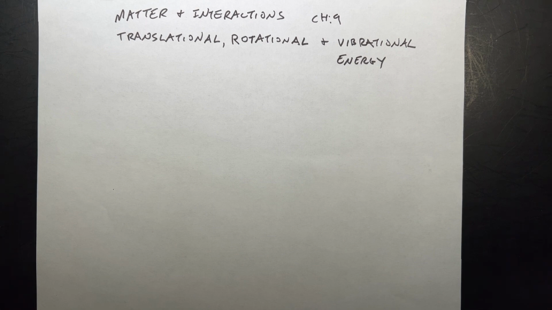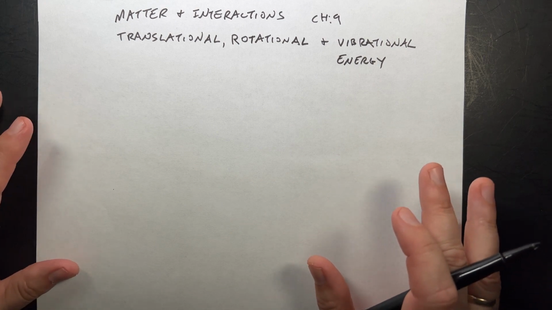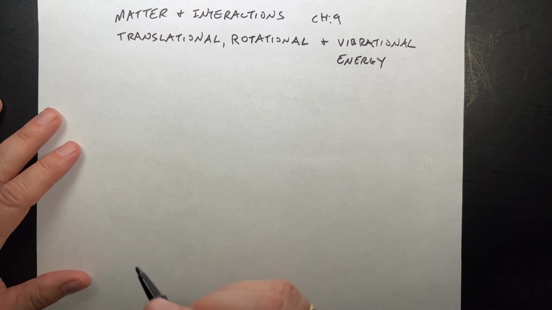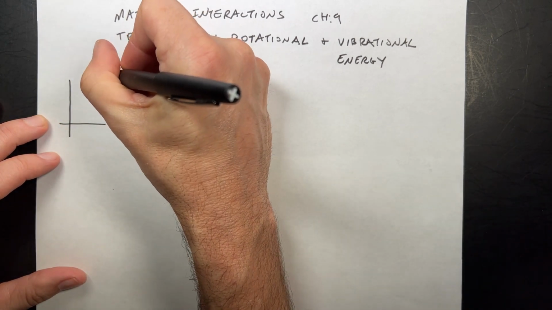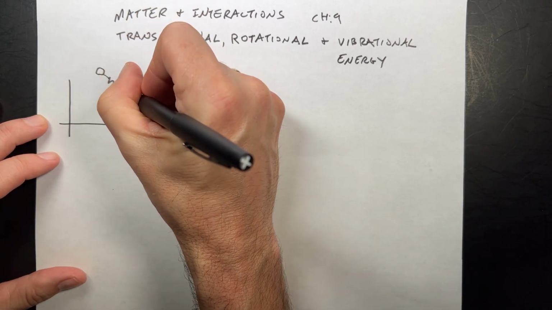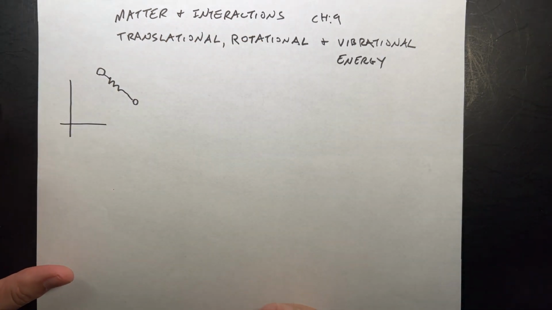Chapter 9, we start off thinking about energy for more complicated systems. So imagine that I have the following system. I have just two masses, and maybe they're connected by a spring. It doesn't really matter. And both of them are moving. The first thing I want to do is to calculate the center of mass.